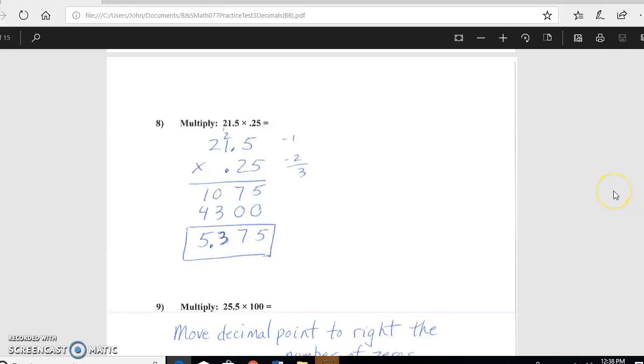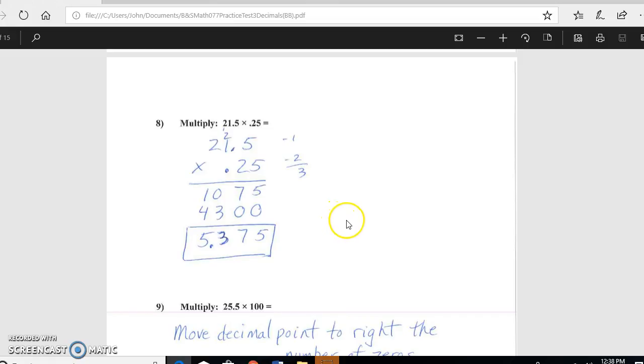This is the practice test for decimal numbers, and here we're working on problems 8 and 9. In problem 8, we're asked to multiply 21 5/10 times 25 hundredths. And we want to set the problem up vertically as I've shown it here.